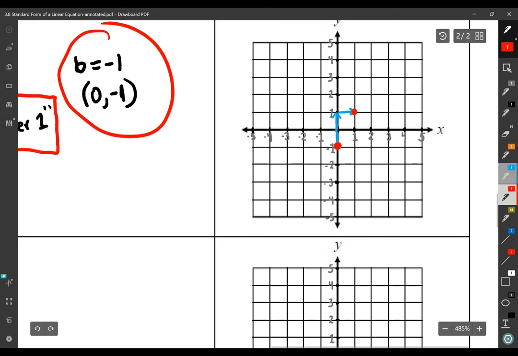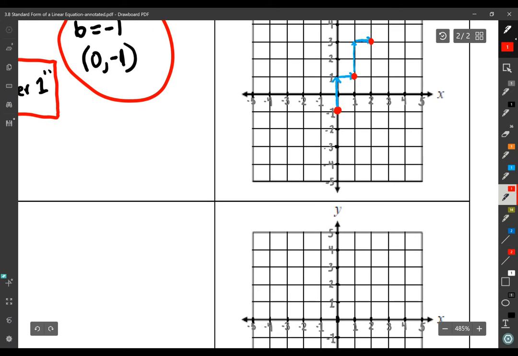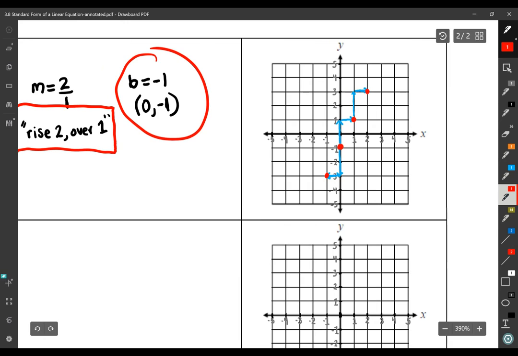Okay, I'm going to do it again. I'm going to go rise 2 over 1, and I'm going to put my next point. Remember, you can go backwards too. So instead of going up 2 over 1, we can go down 2 and then back 1, right? Which is the opposite. So as long as all of our points line up, we're good.